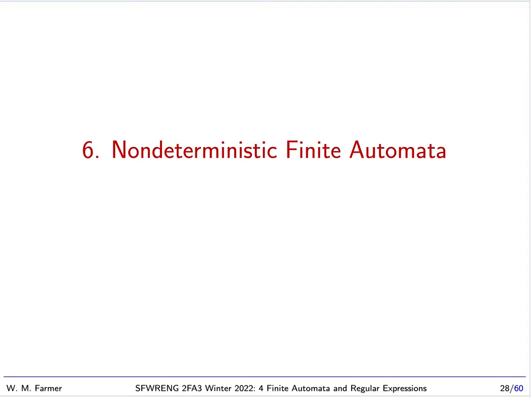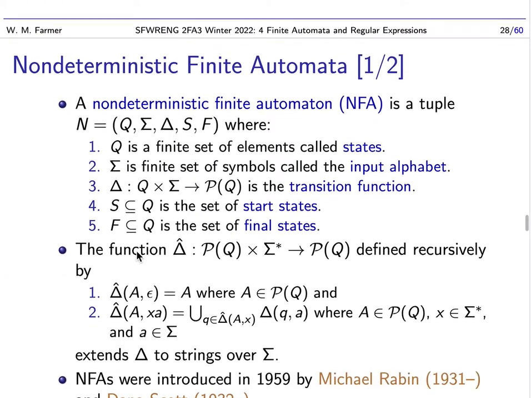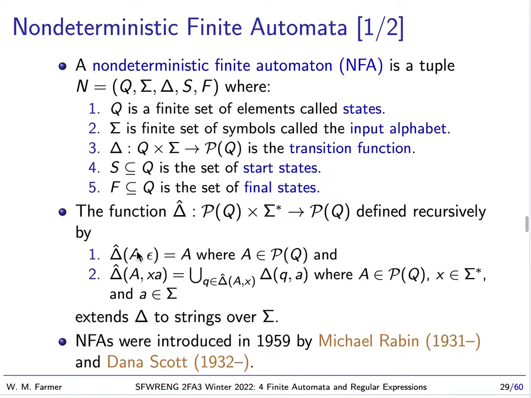Welcome back to Software Engineering 2FA3, Discrete Math and Applications 2. Today we're going to be talking about nondeterministic finite automata. Last time we talked about deterministic finite automata. Nondeterministic finite automata are tuples like deterministic finite automata. They're similar. We have Q, capital sigma, capital delta, capital S, and capital F.